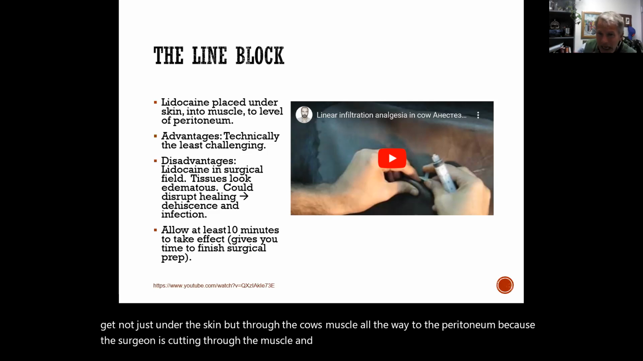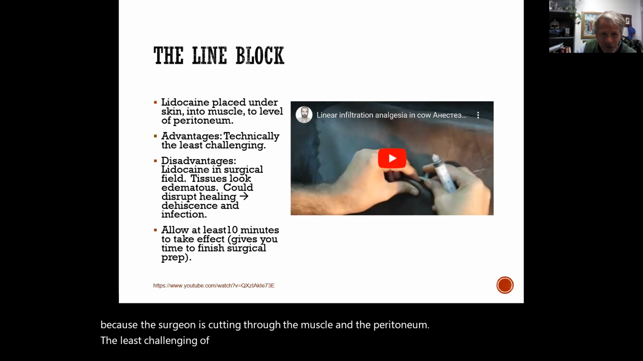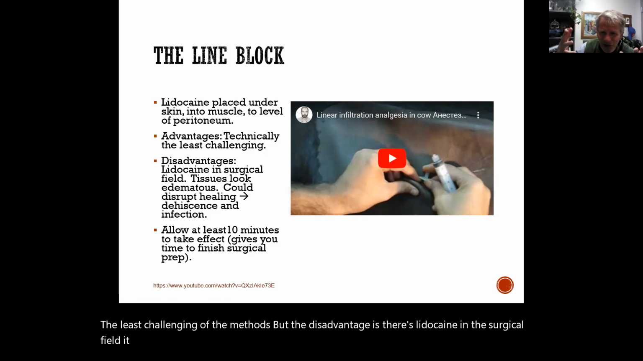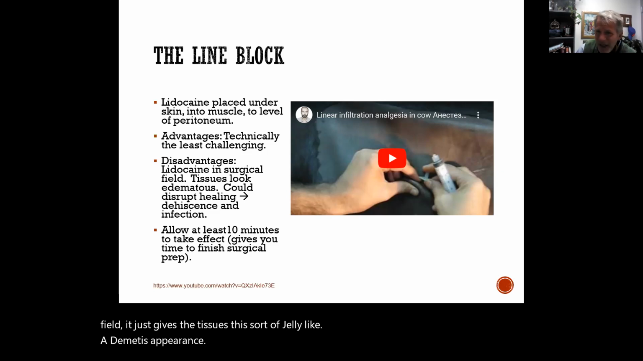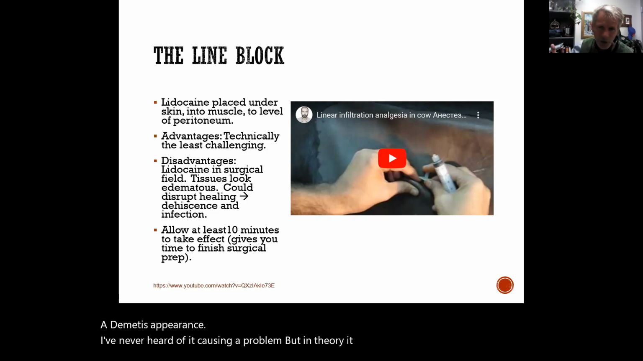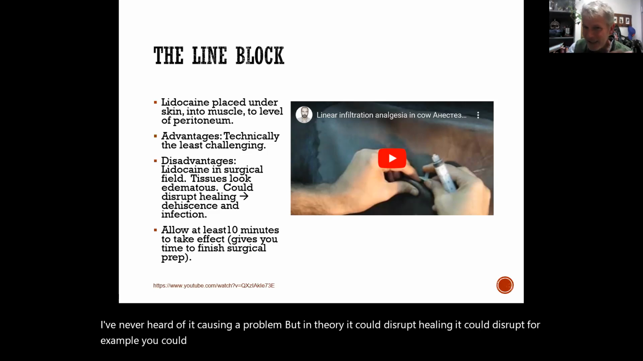It's the least challenging of the methods, but the disadvantage is there's lidocaine in the surgical field. It just gives the tissues this sort of jelly-like, edematous appearance. I've never heard of it causing a problem, but in theory, it could disrupt healing. You could get infection or dehiscence. But in all the years that I've seen people use it, I've never seen a problem.